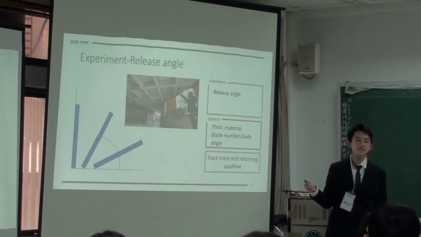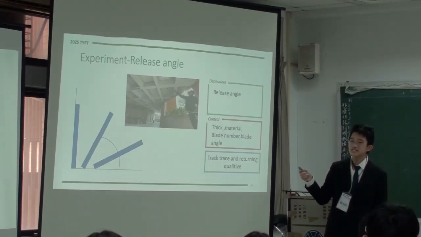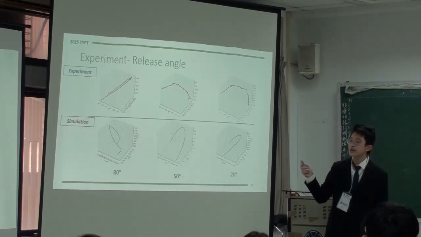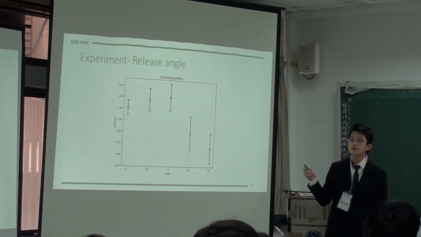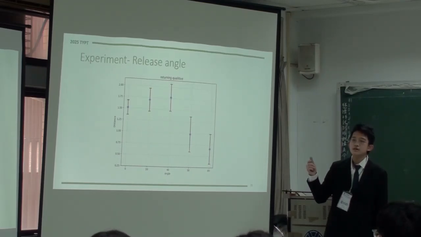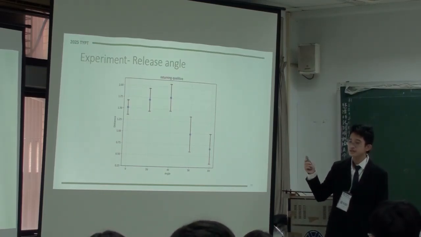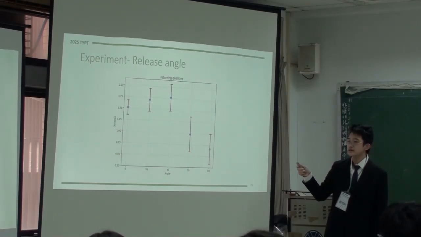And next, about release angle. I control stick material, the braid number, and the braid angle, and I track and explore the returning quality. And this is compared with the experiment and simulation. Then we can find out the larger the release angle is, the better the returning quality is. I think it is because of the pitch in the Euler angle: the more pitch, the more lift it will make.